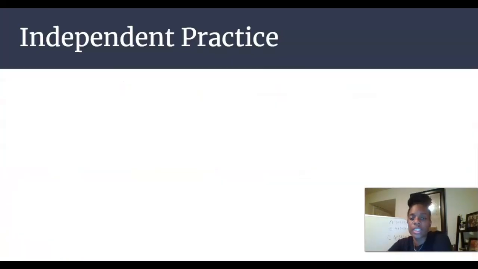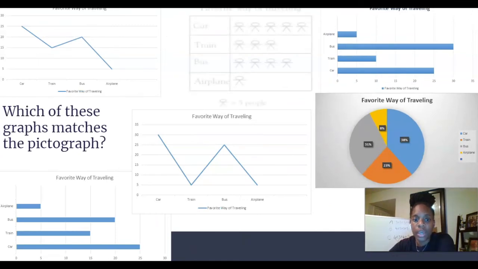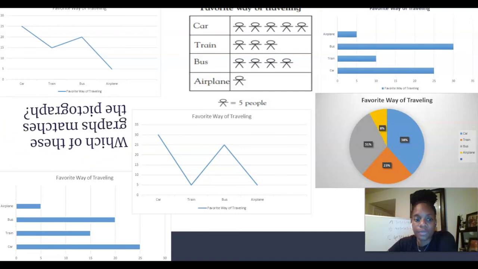All right, here is your independent practice. We will go ahead and take the questions. Some of the questions are similar, some of them are different, but answer each individual question. For this one, you have to match the graphs to the pictograph, and there could be more than one answer. There could just be one, but you have to make sure that you go through and check each one of them in order to ensure you have all of your correct answers.